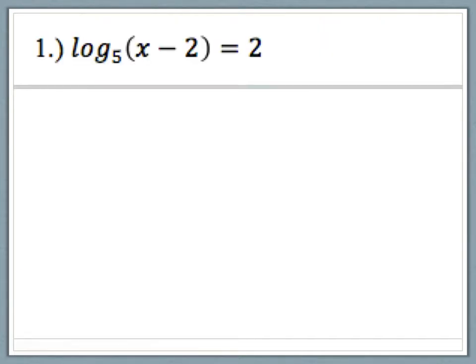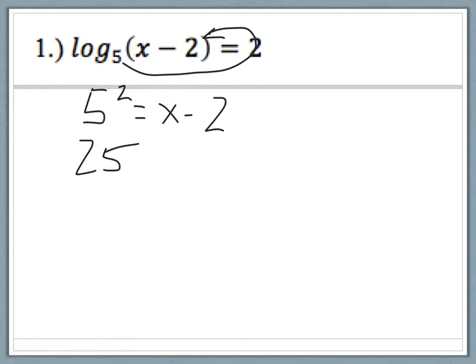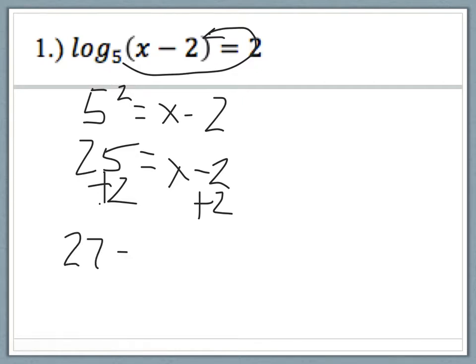Okay, let's look at this first example. We have log base 5 of x minus 2 equals 2. First thing we need to do is make sure we have a log equals a number, which I do. So let's go ahead and now rewrite this. We're going to have 5 squared equals x minus 2. Now once I have that, I'm going to go ahead and solve for x. First thing though is 5 squared. Well, 5 squared is 25 equals x minus 2. Okay, so then now I'm going to add 2 to both sides. So I'm going to have 27 equals x.